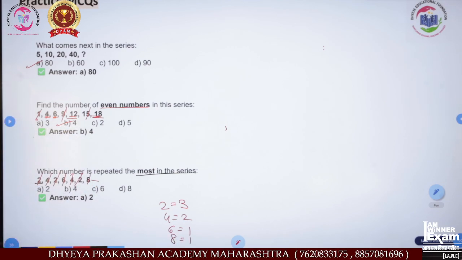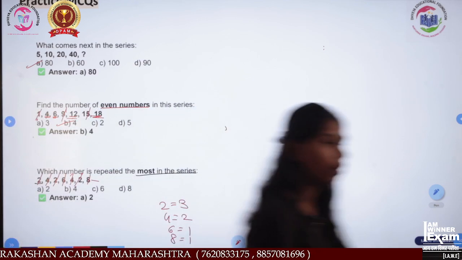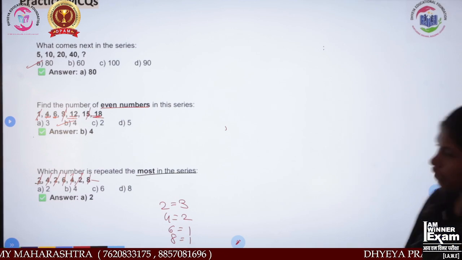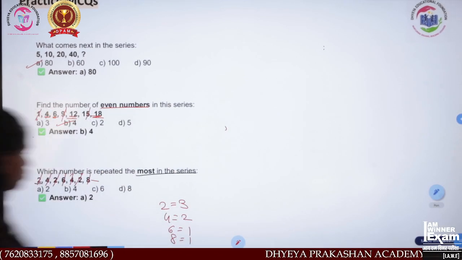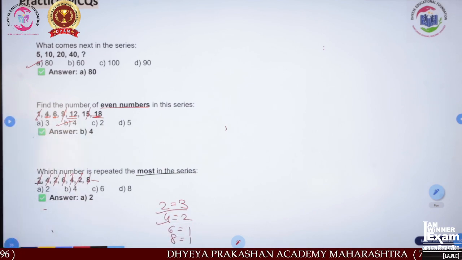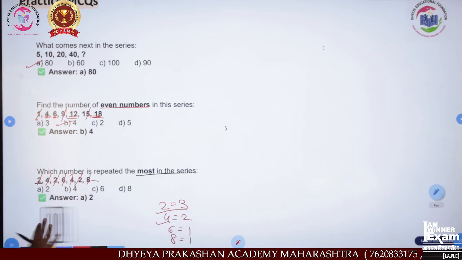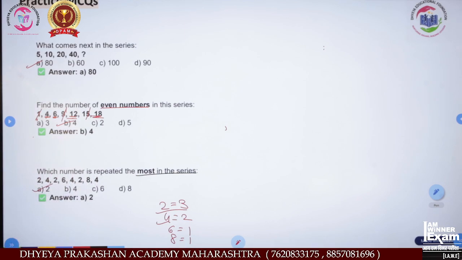So which number is the most come in the series? That is the second one, right? 2 means the 2. 2 comes 3 times, 4 comes 2 times and 6 comes 1 time. So which will be the correct option? That is the option number A, which is 2.